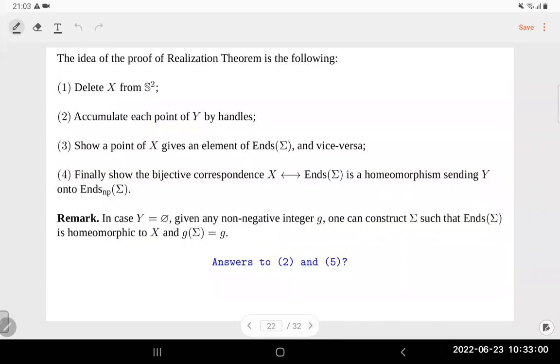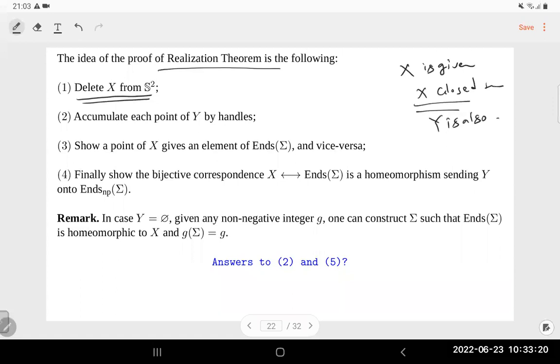Okay, so what's the idea behind the proof of the realization theorem? First delete X from H2. Say X is given; X is a closed subset of the Cantor set. Delete X from H2. Y is also given, and Y is a subset of X. Accumulate each point of Y by handles as I defined earlier.